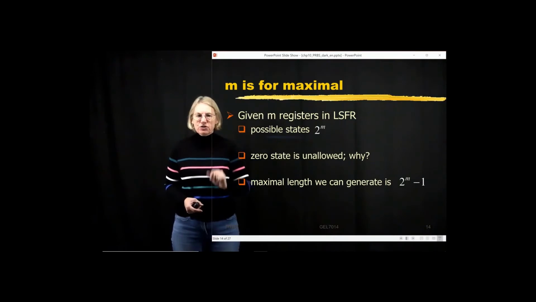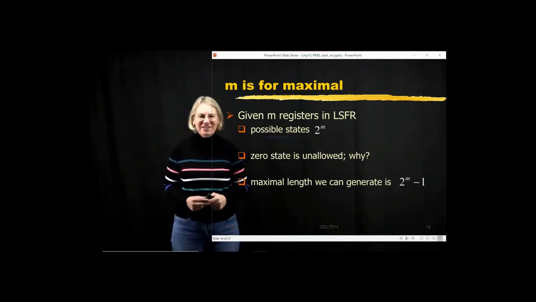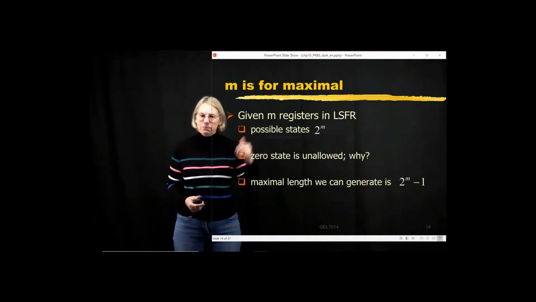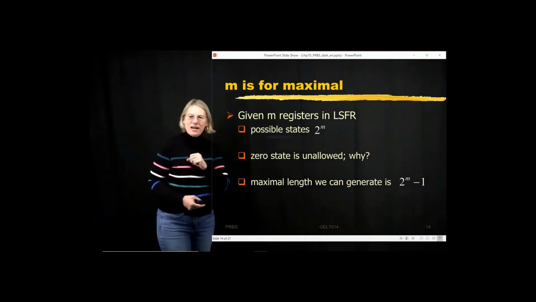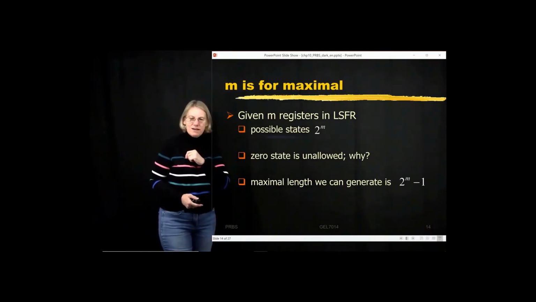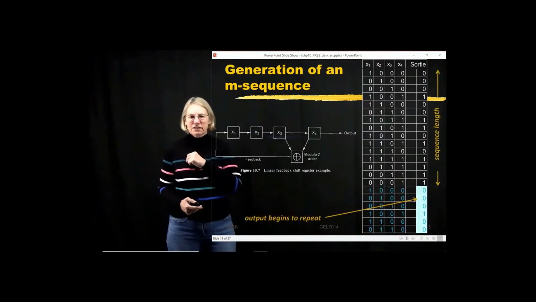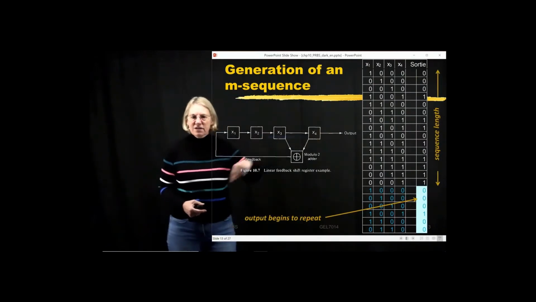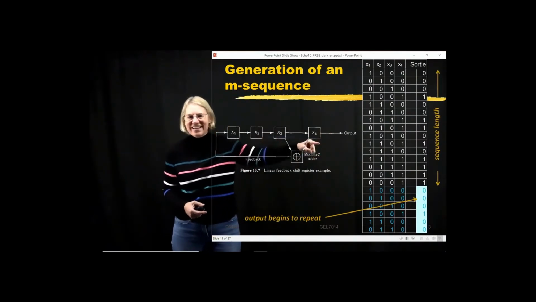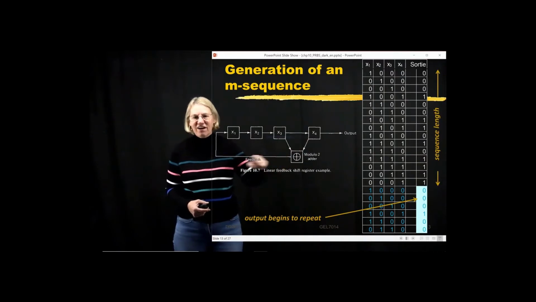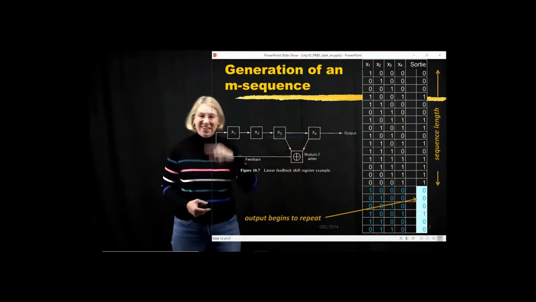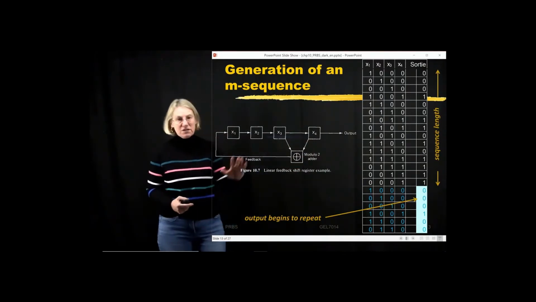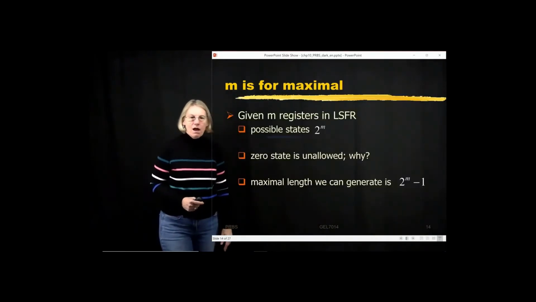Given M registers in a linear feedback shift register, there are 2 to the M possible states. 0 is not an allowed state. Why would I not want a 0 state in my shift register? What happens if I put a 0 in here? Well, no matter what the states are, no matter what these interconnections are, if I take a bunch of zeros and I add them, I'm going to get a 0, and then I'm just going to always get 0. So 0 is not an allowed state.